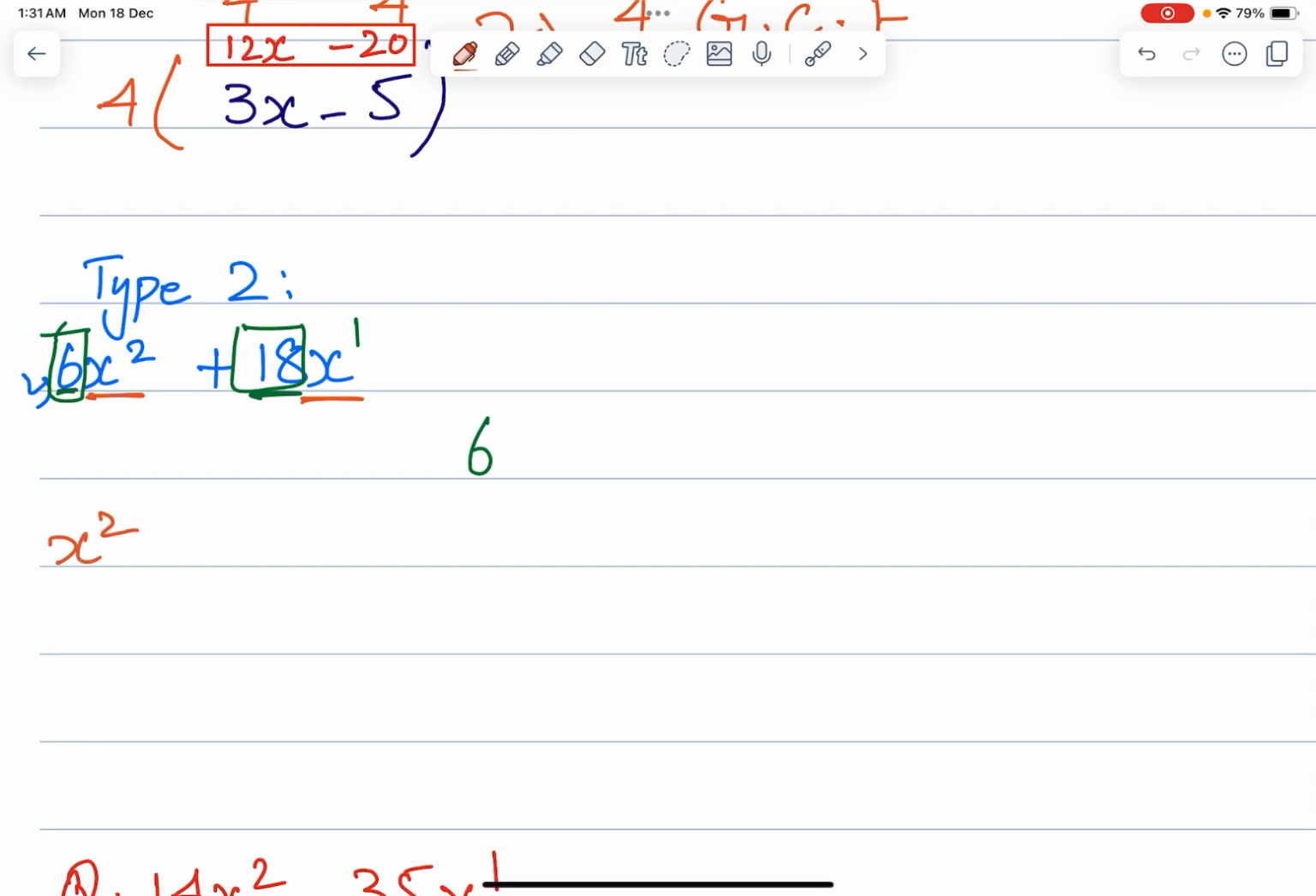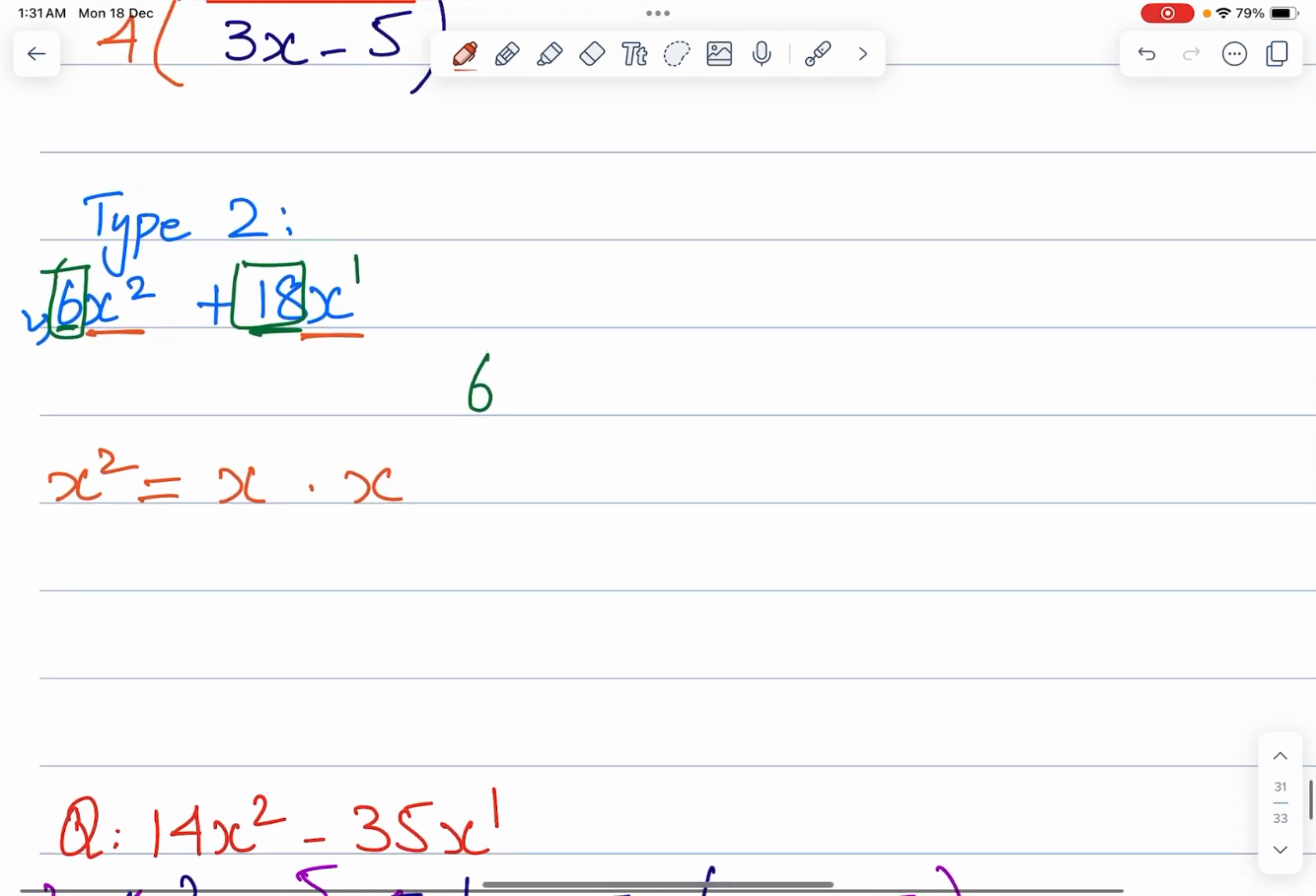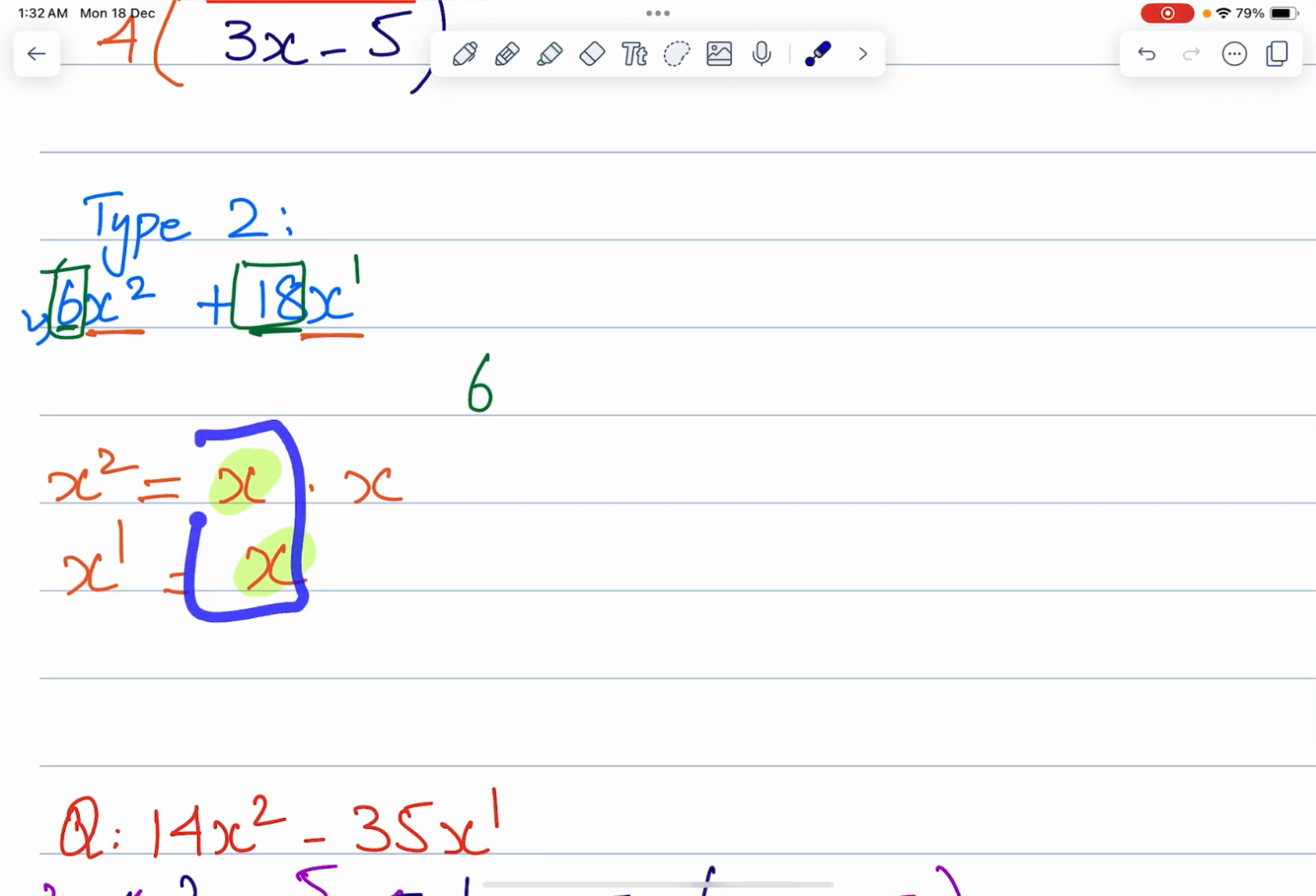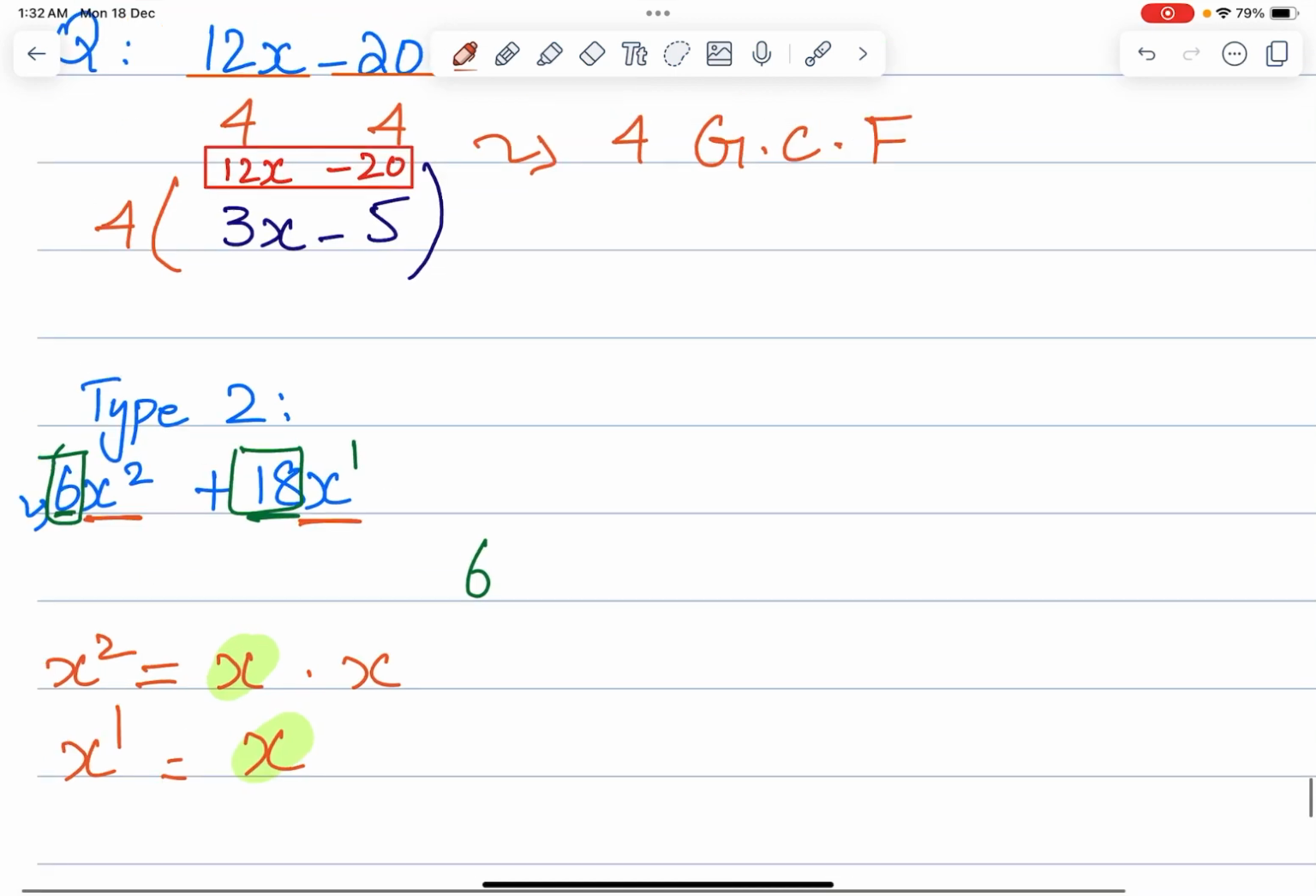How do you get x to the power 2? You get x to the power 2 by multiplying x by x. And what is x to the power 1? It is simply x. So if you see both of them, what is common in them? Just x is common in them. So that means both of these variables have just one x common in them. So we write it over here, 6x. So our greatest common factor in total will be 6x.